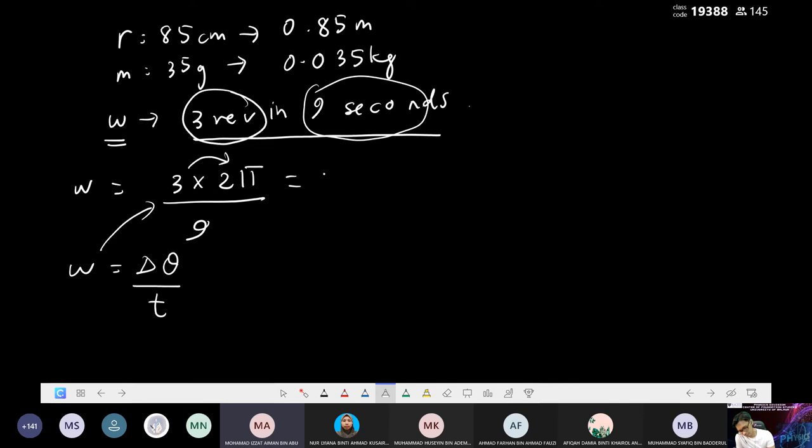What unit for the angular velocity? Meter per second. Meter per second? Yakin? I mean rad per second. Yeah, radian per second. Alright, thank you, Izzat.